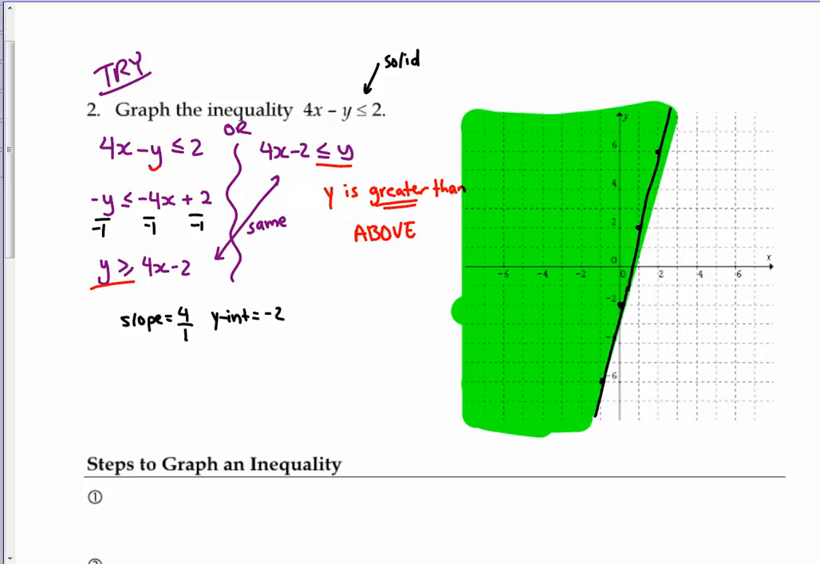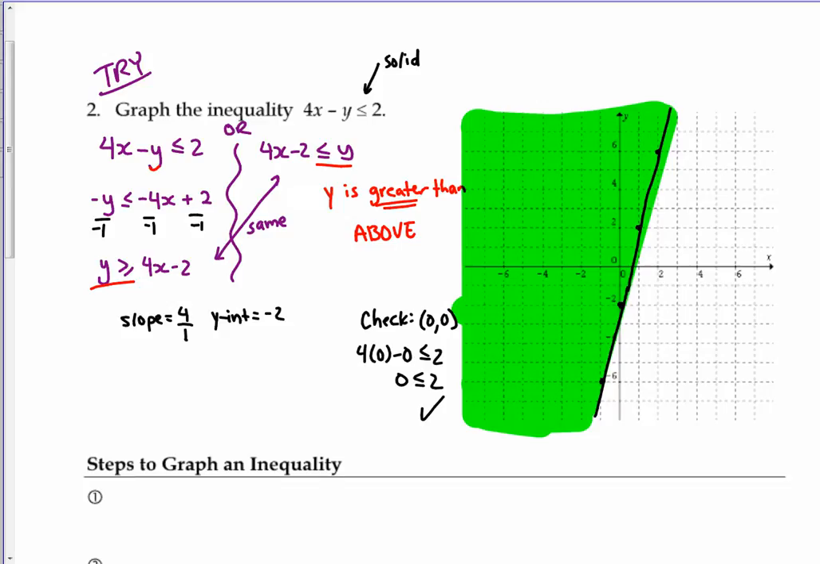Okay. How do I check to see if I've colored the right area? Okay, pick a random point. Pick any point, as long as it's in that boundary.